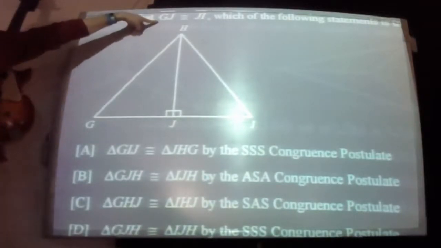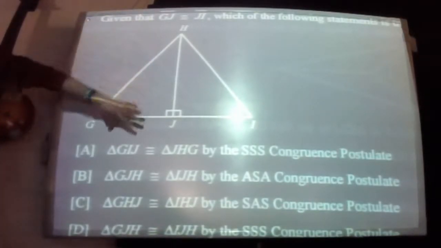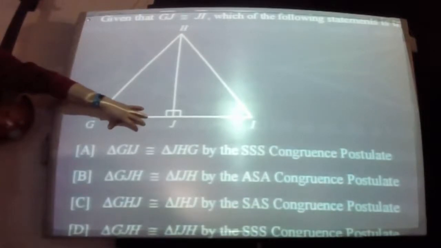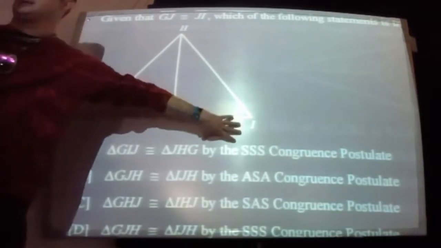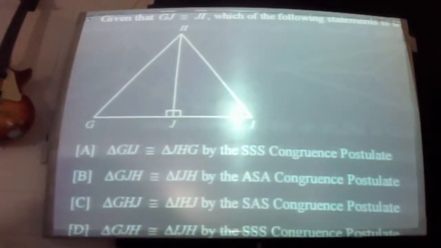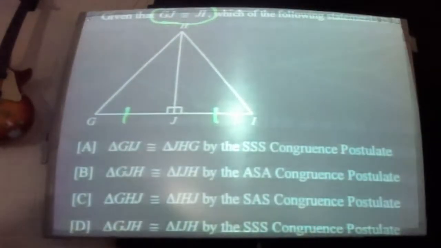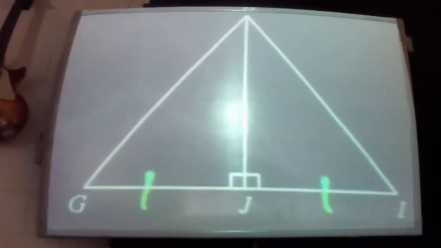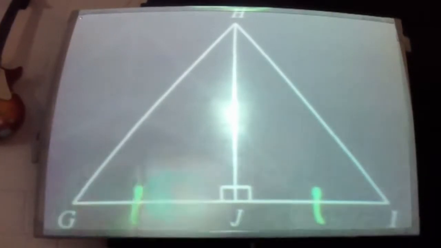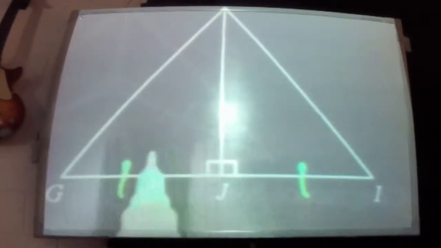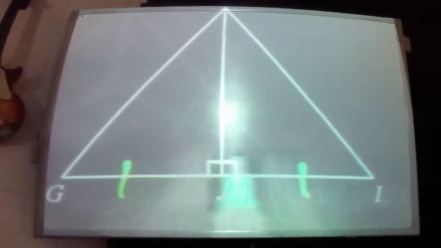Where is GJ at? Bottom left. Bottom left. That's this. It's congruent to IJ. Right here. So they don't put the markings in there, but they're telling you explicitly that this is congruent to this. Now let's think what we have in this picture after you made those markings. We definitely have a side and an angle congruent to a side and an angle.